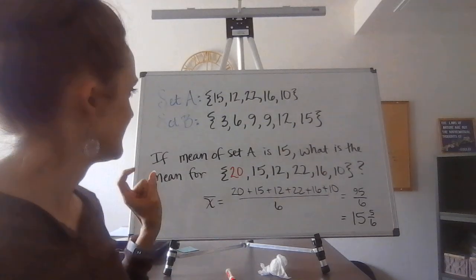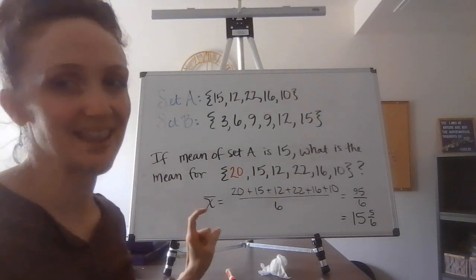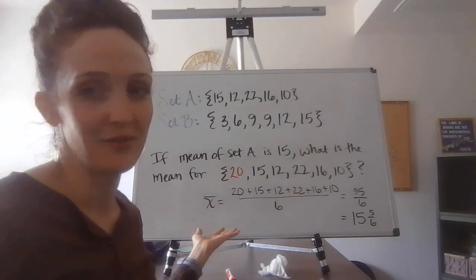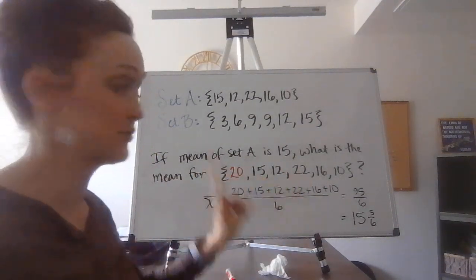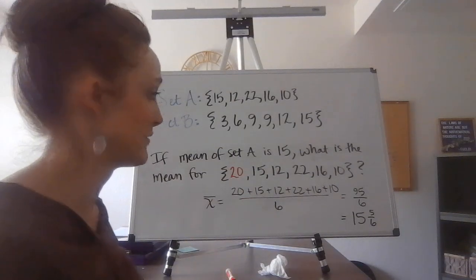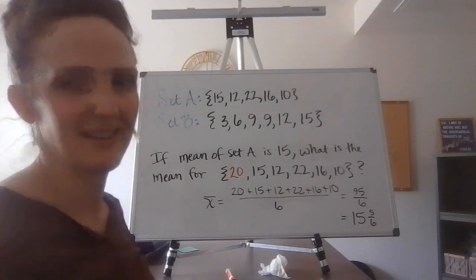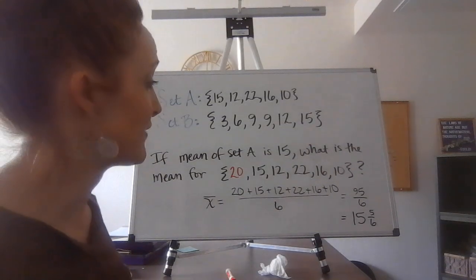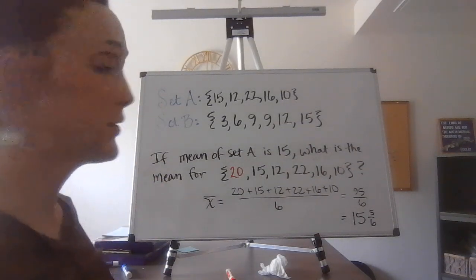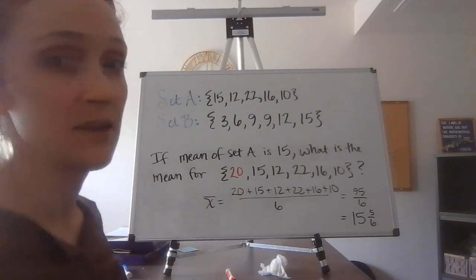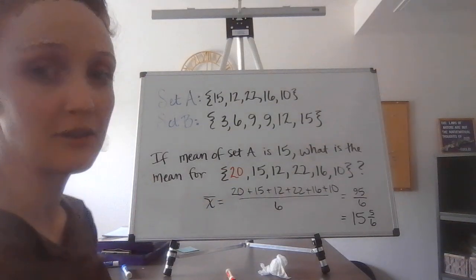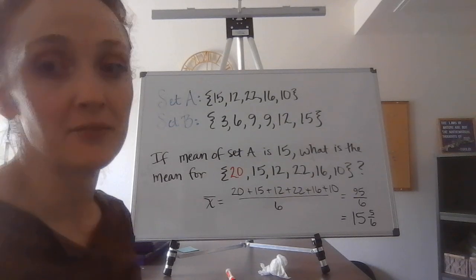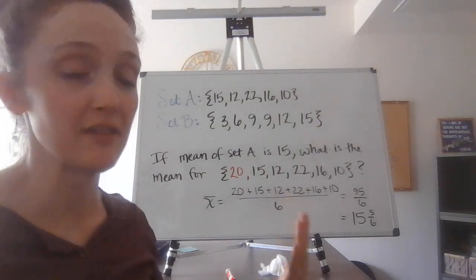If we had done, say, 21 instead of 20, then we would have had enough to give each one of the 6 values an extra 1, right? And we would have gone up to 16, but I didn't plan very well on that. So our new mean is 15 and 5/6. It lifted it up, not quite enough to get an increase of 1, but that's what we expect when we add a value that's higher than the mean.